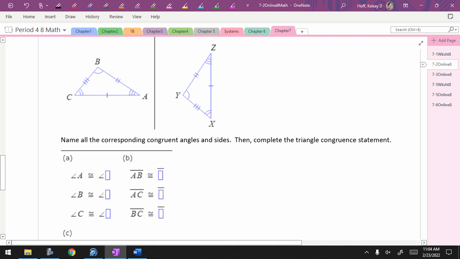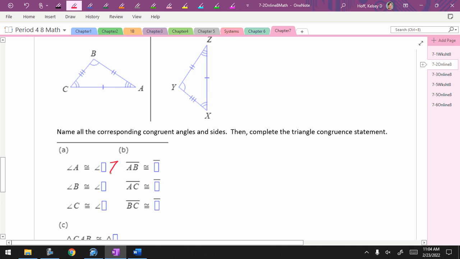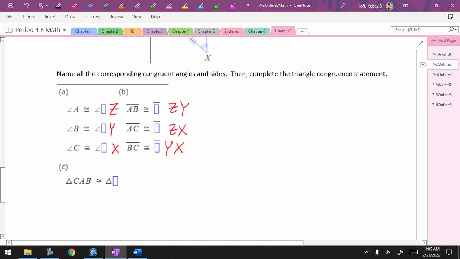All right. A matches up with Z. B matches up with Y. C matches up with X. A, B, Z, Y. Because you have to go in the right order. A is first, then B. So replace A, then B. AC, ZX, BC, YX, CAB, XZY.